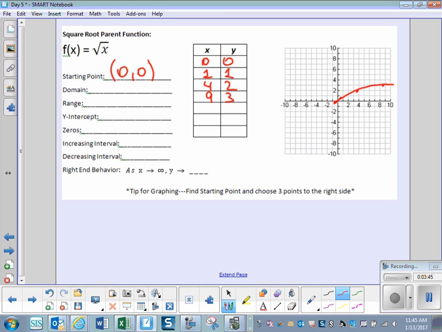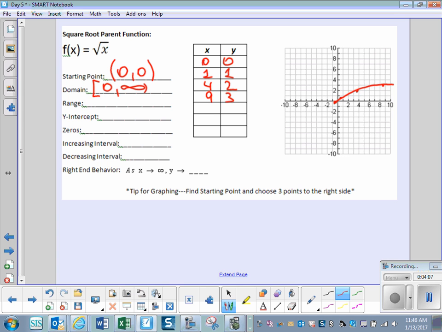So the starting point of this graph is 0, 0. What is the domain of this graph? Domain is which values of x I can choose, where my function is defined. 0 to positive infinity. Do I have a bracket or parentheses? Bracket for 0, because 0 is included. I can do the square root of 0.